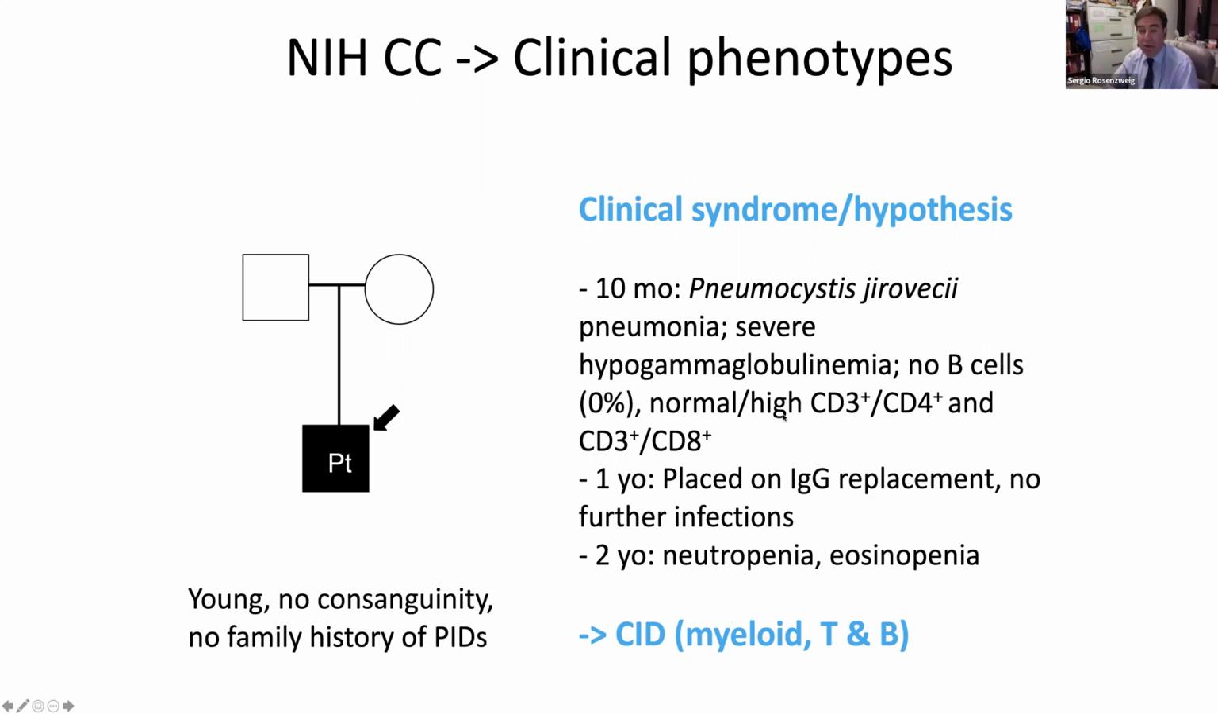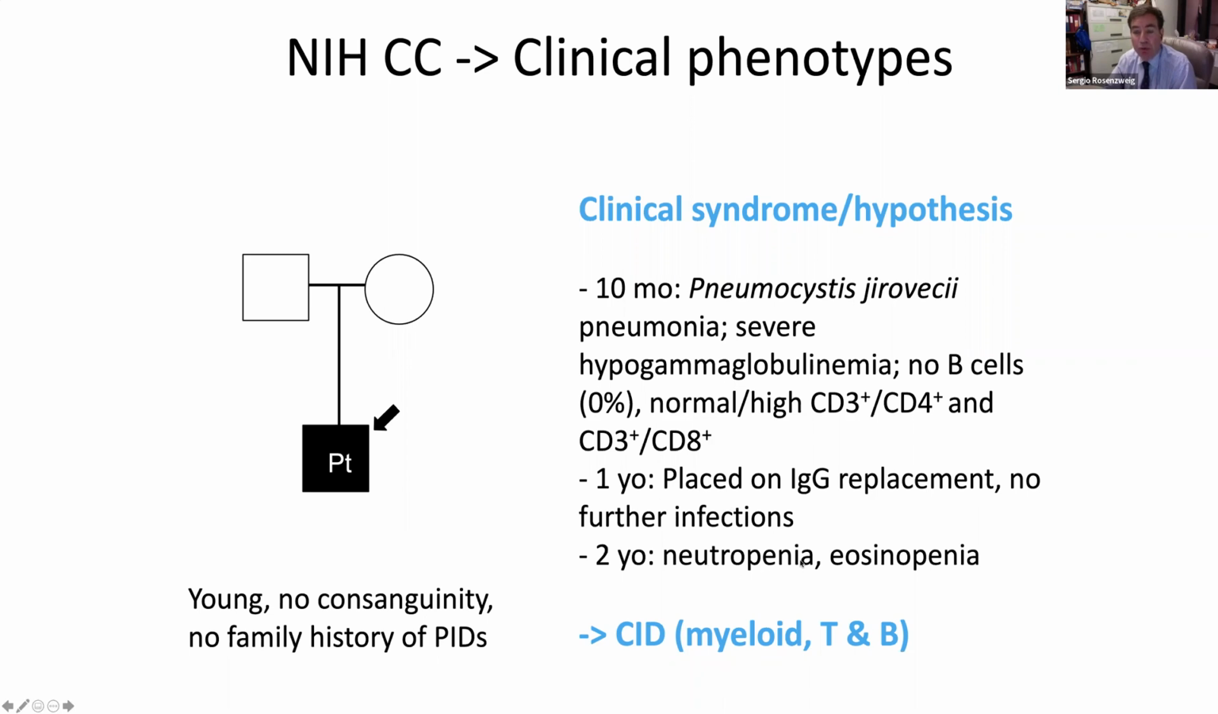At that time, the patient was rescued thanks to therapy with Bactrim, and she was placed on IgG replacement to replace the hypogammaglobulinemia due to the lack of B cells, and also Bactrim prophylaxis to prevent Pneumocystis jirovecii. She was doing great until the age of 2 years, when she started adding other clinical manifestations. Besides what we suspected was a T cell defect because of the Pneumocystis jirovecii and the lack of B cells, the patient started adding myeloid defects.